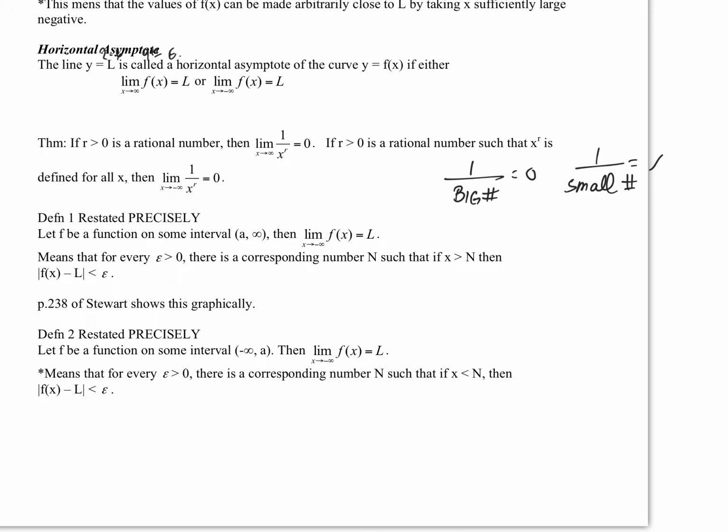If you have 1 over a very small number, that one's a little bit different. That one goes to infinity. So we've talked about these two. And it doesn't matter if your number here is a very, very large negative number. That'll still go to 0.